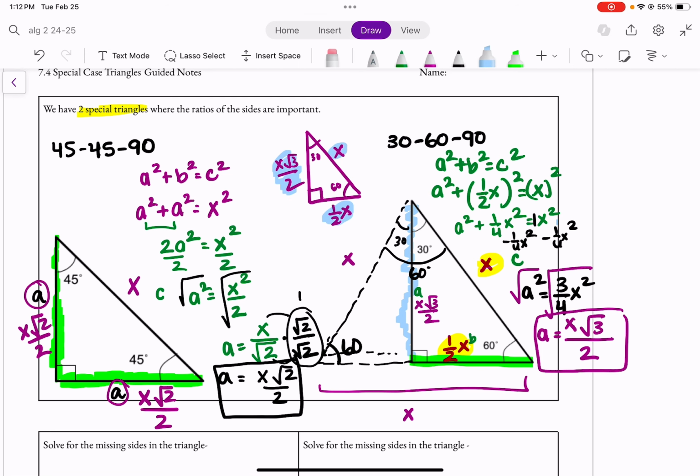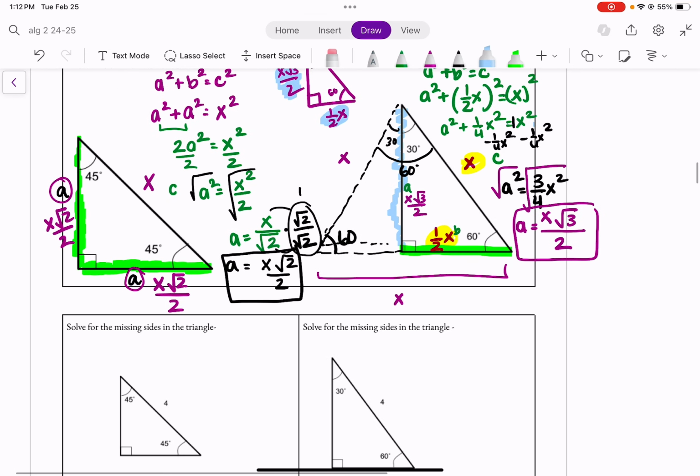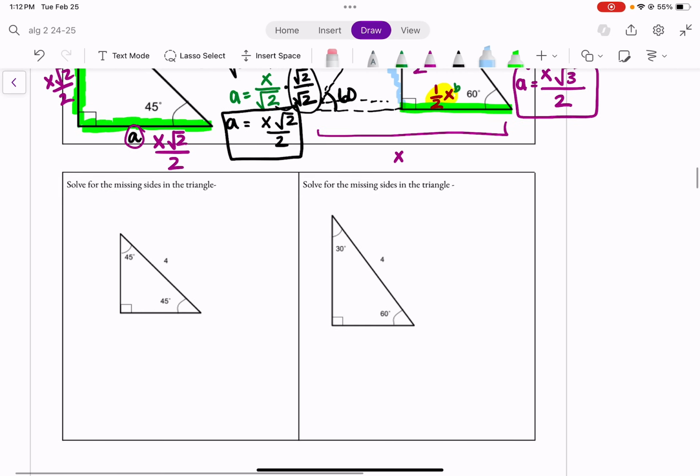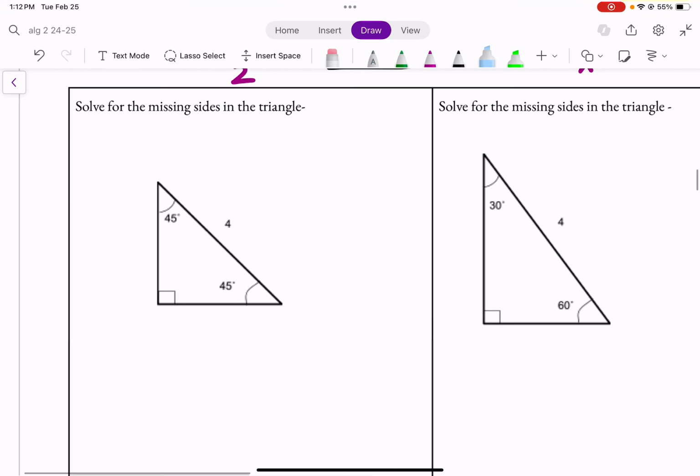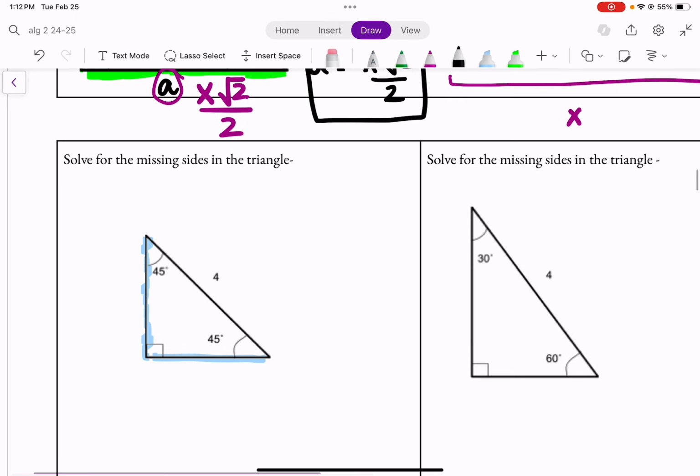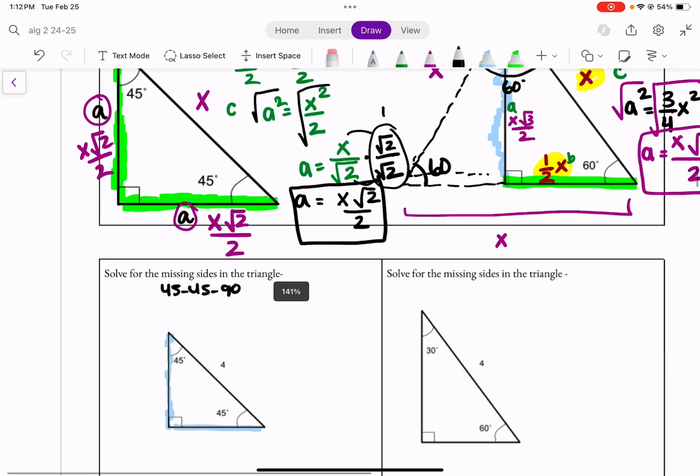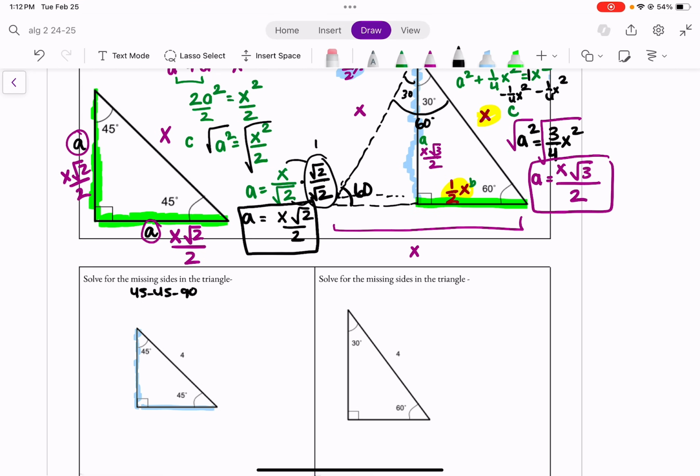What we're going to do now is we're actually going to use them. And it's actually very, very simple. Okay? So what we're going to do is we're going to solve for these missing sides. So you could totally use Pythagorean theorem, right? But it might take a little bit longer than just using the shortcuts. So this is a 45, 45, 90 triangle, right? So I know that these are the shortcuts I'm going to use from the first triangle.